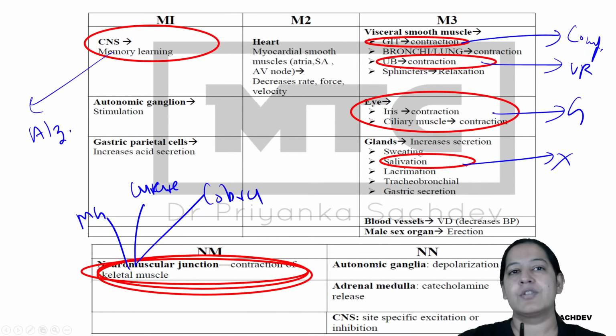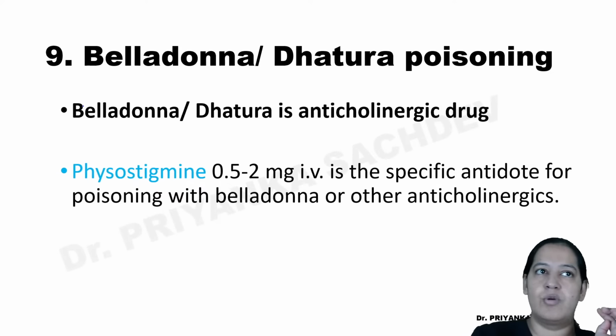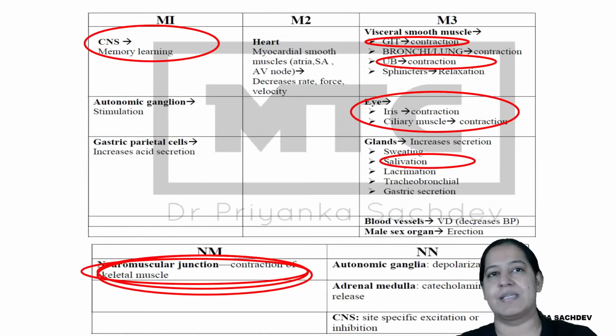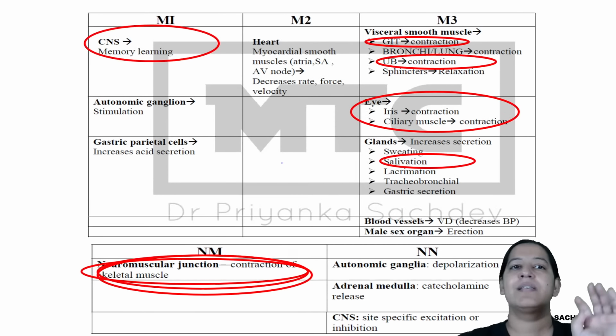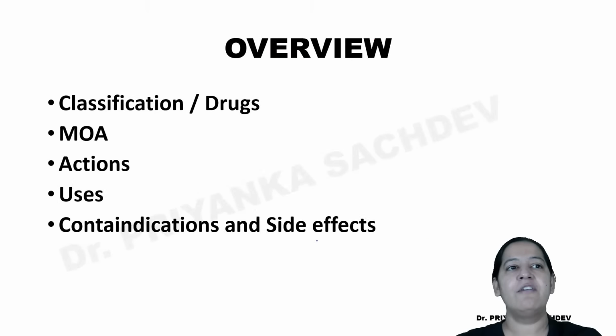Everyone give me a thumbs up. So 8 uses based on 8 properties of cholinergic drugs. I am done. And the last is dhatura poisoning. Dhatura is an anticholinergic drug. To reverse it, we give a cholinergic drug. Common sense. So 9 uses. Along with these 8 circles, write dhatura here. Dhatura or belladonna. So 9 uses and 4 side effects.